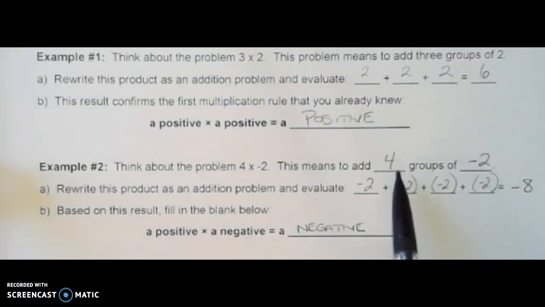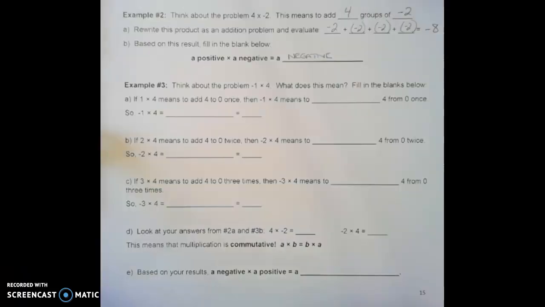If you have 4 groups of negative 2, one group of negative 2, another group of negative 2, a third and a fourth group of negative 2, since all of my groups are negative, my answer had to be negative as well. So a positive number times a negative number will give us a negative number. So in example 2, we learned that a positive number times a negative number is a negative number.